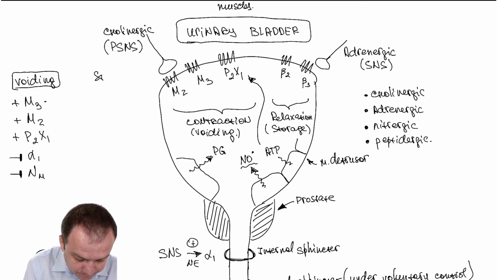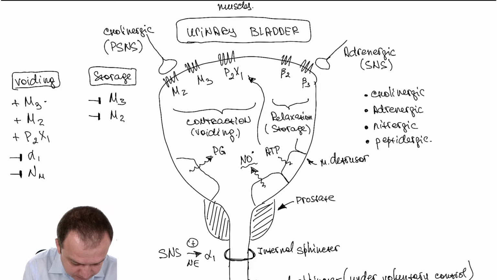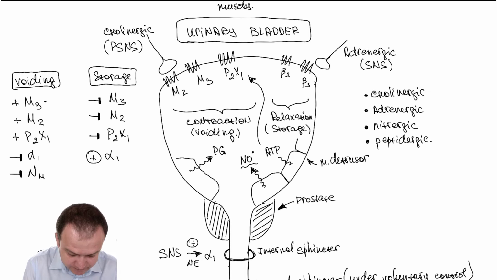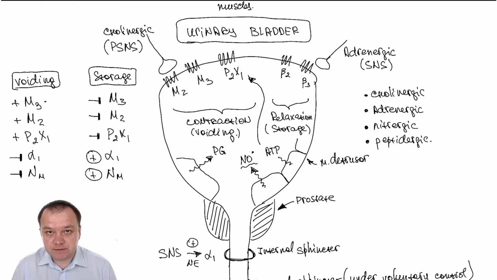What about storage, or accumulation of the urine? We have inhibition of M3 receptors, less impulsation, let's say M2 receptors, less impulsation on P2X1 type of receptors, and stimulation of alpha-1 adrenergic receptors, and activation of NM receptors.